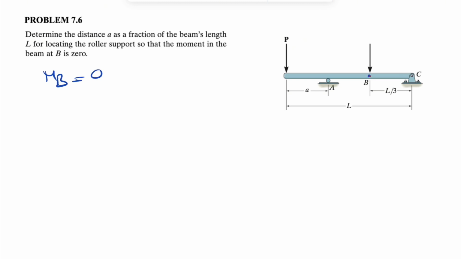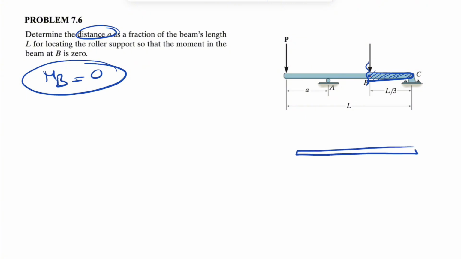First of all, we can start with finding the reaction at point C, and if we find that, we can just go for the free body diagram of this part, and since we know MB is 0, we should be able to find the distance A for this question. Before that, let's start with the free body diagram of the whole beam.